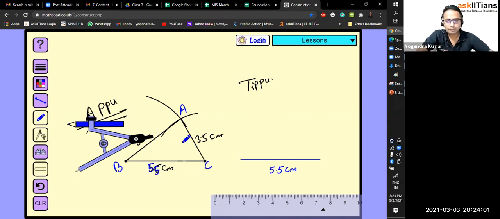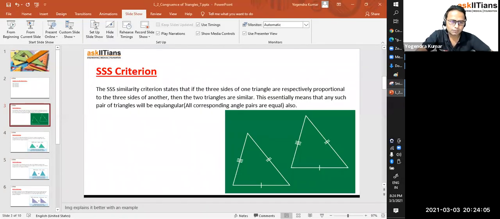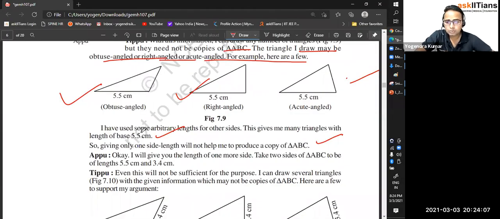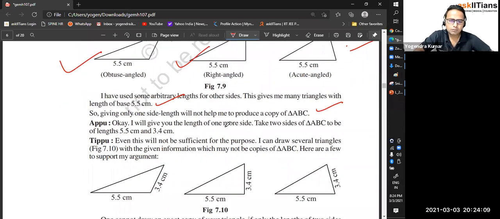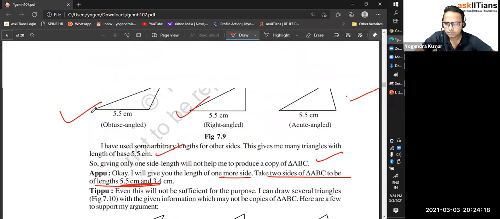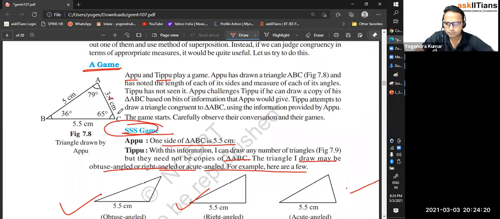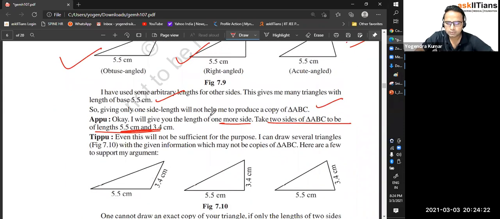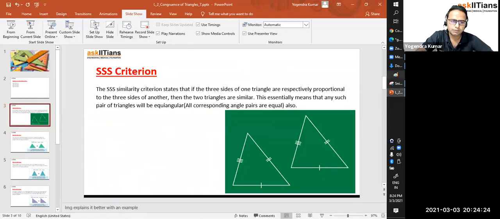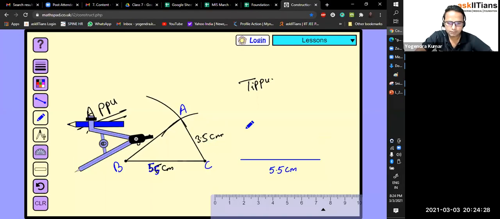What is the criteria? So now he will say, okay, if Appu says, I'll give you the length of one more side. Take two sides, like he is taking. Now he is taking 3.4 also. Okay, by the way, it was 3.4, but I have taken 3.5, so I'm just doing a correction here, guys. I'm just taking 3.5. So fine, he said, I'll give you 3.5, right? He gave 3.5.